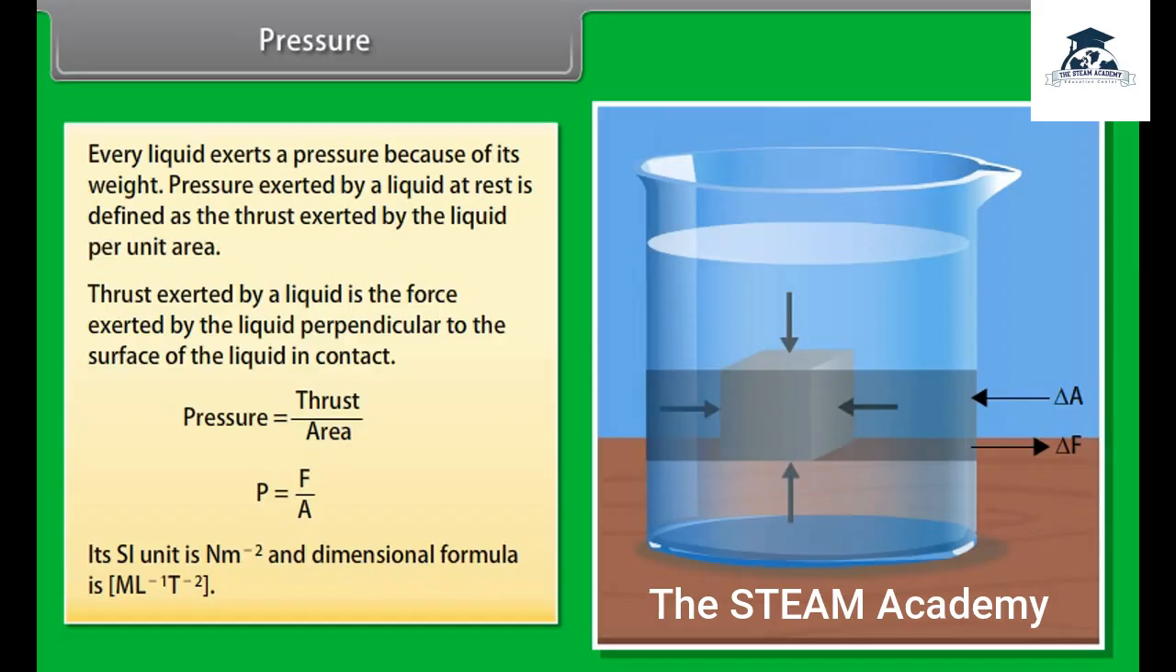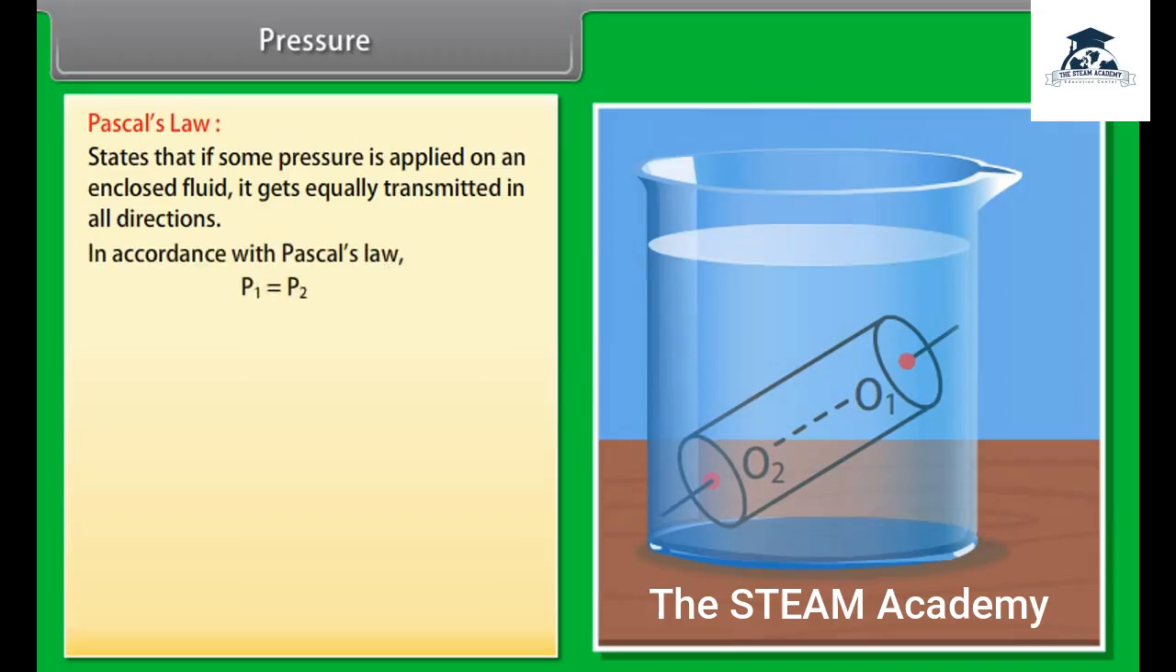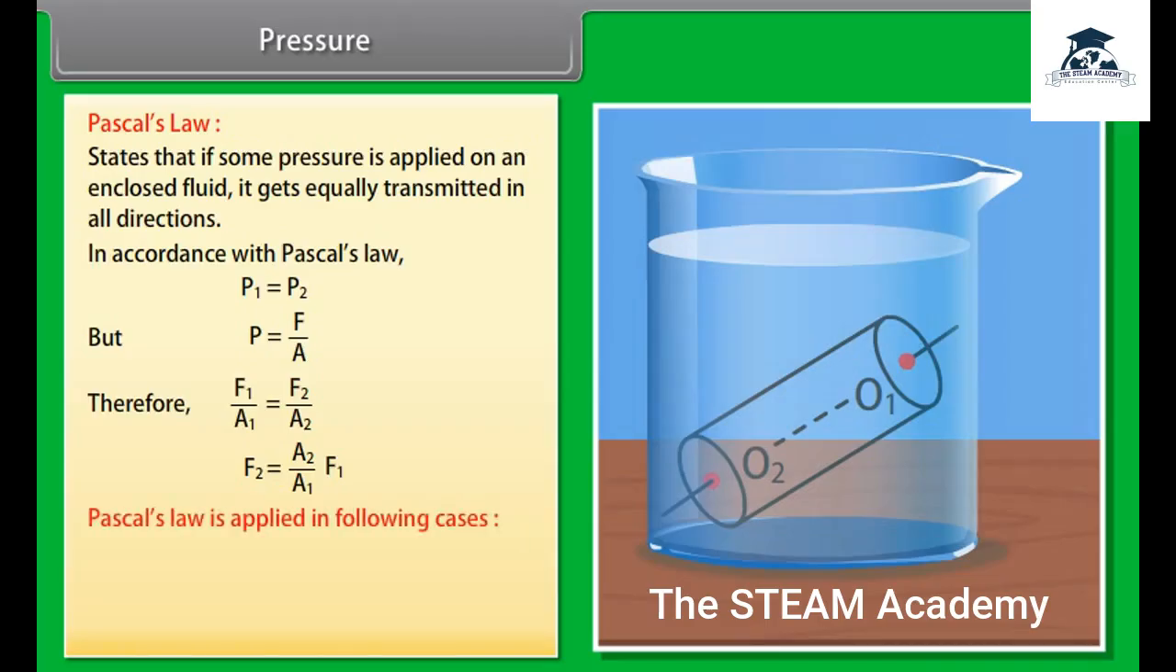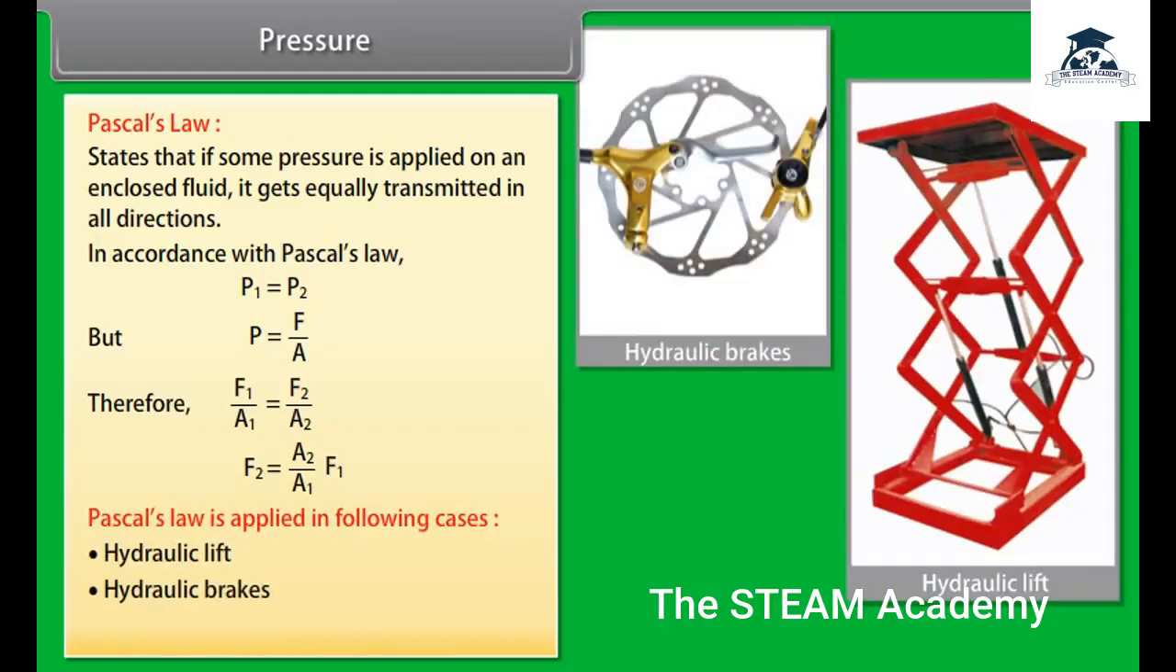Pascal's law states that if some pressure is applied on an enclosed fluid, it gets equally transmitted in all directions. In accordance with Pascal's law, P1 is equal to P2, but P is equal to F by A. Therefore, F1 upon A1 is equal to F2 upon A2. It gives F2 is equal to A2 upon A1 into F1. Pascal's law is applied in the following cases: hydraulic lift, hydraulic brakes, and hydraulic press.